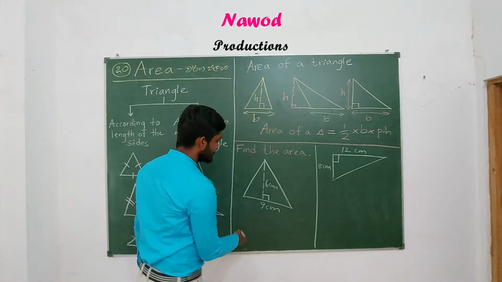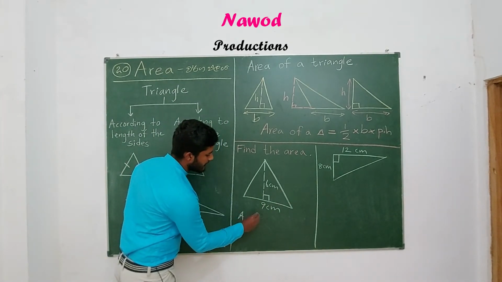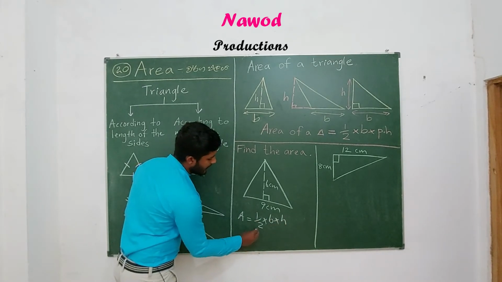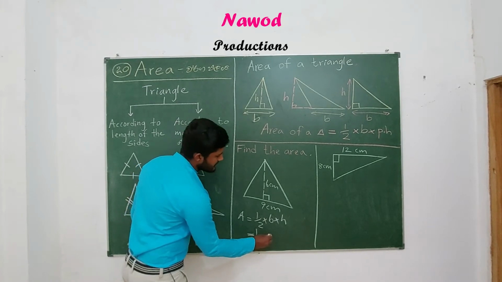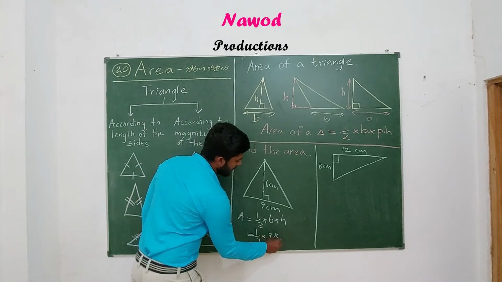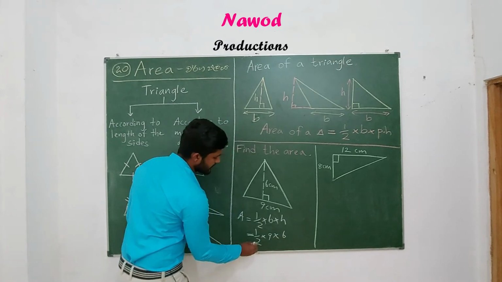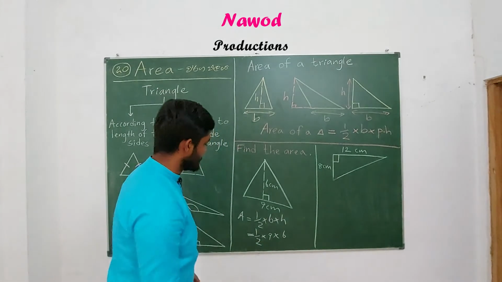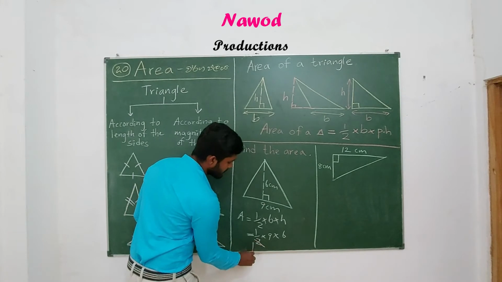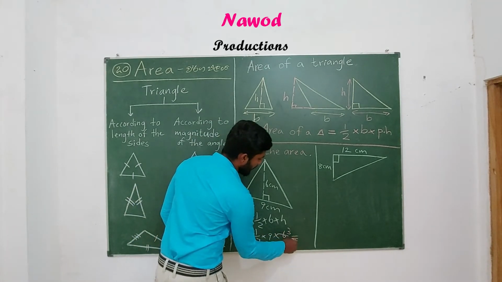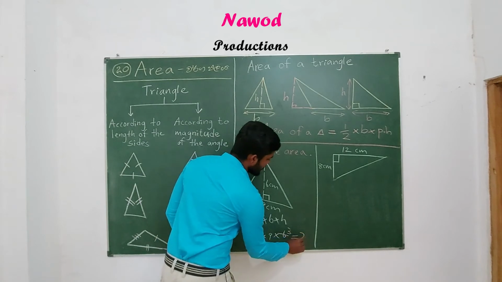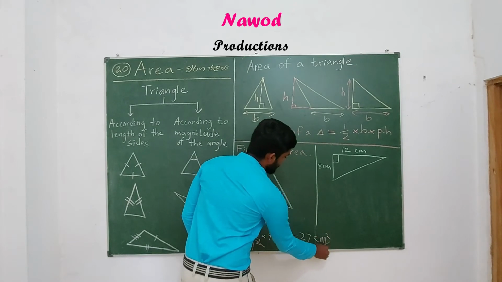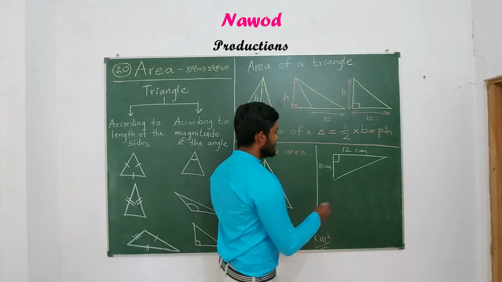Find the area. Yes, area A equal half into base into perpendicular height, half into base is 9, perpendicular height is 6. Then we can cut this 2 and 6. 2 into 1, 2 into 3, 9 into 3, 27 square centimeters.